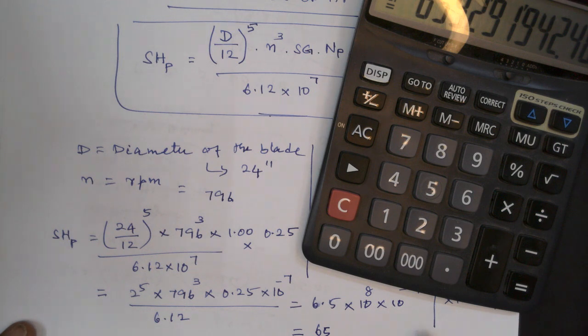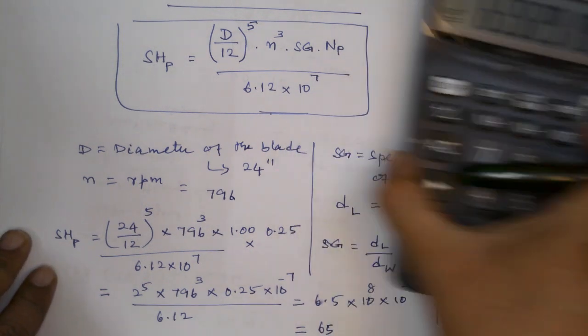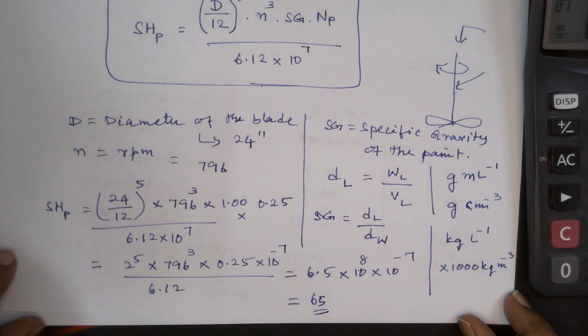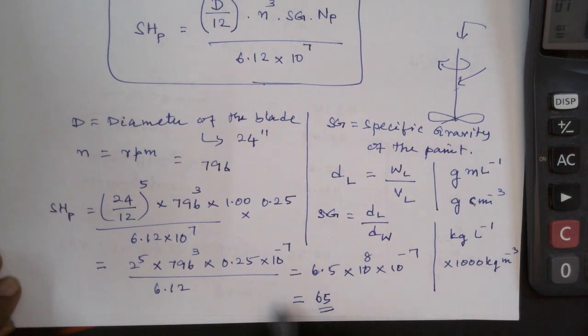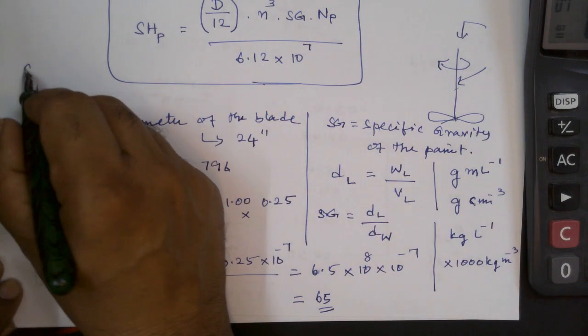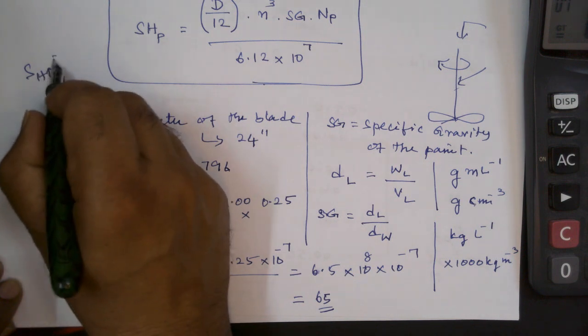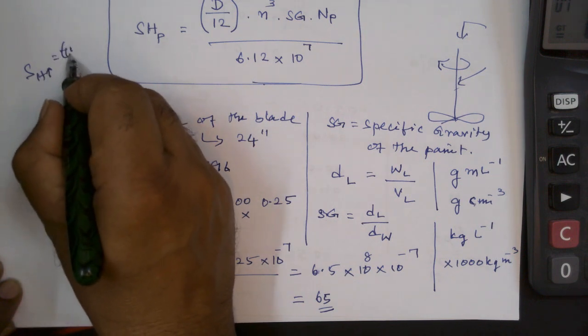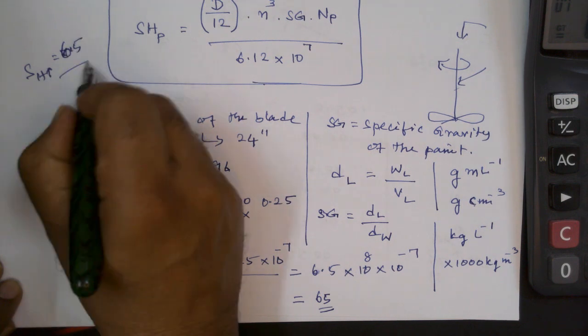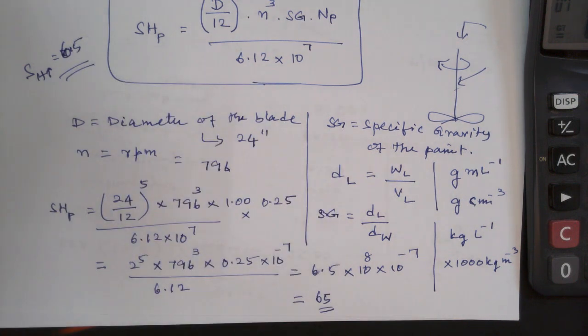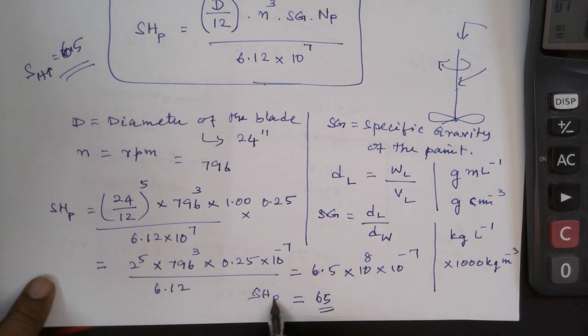So we can fix 65 to 100, something like that. This is the required horsepower. Do you understand? The SHP required is 65. So this is the horsepower we have worked out. Do you understand?